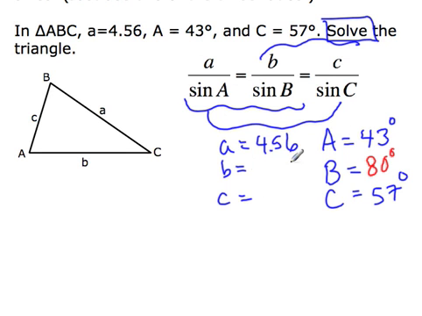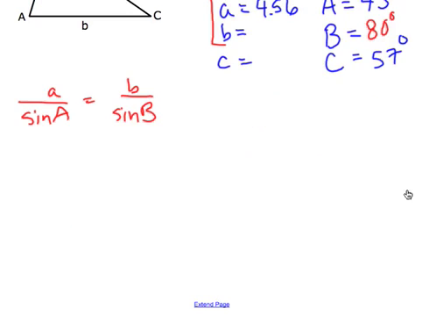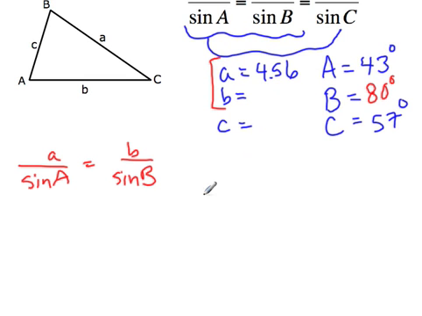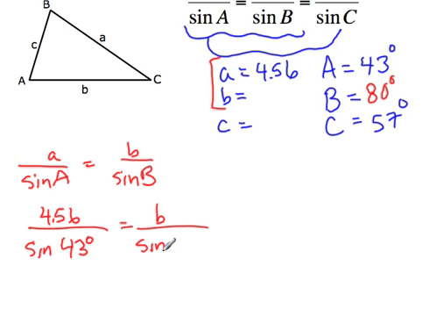I know A, let's figure out B. So the two ratios that I'm going to use are A and B. So I'll say A over sine A is equal to B over sine B. And now I'll plug in the information that I know. So A is 4.56 over the sine of A, which is 43 degrees, is equal to B, I don't know, divided by sine of angle B, which I figured out was 80 degrees.